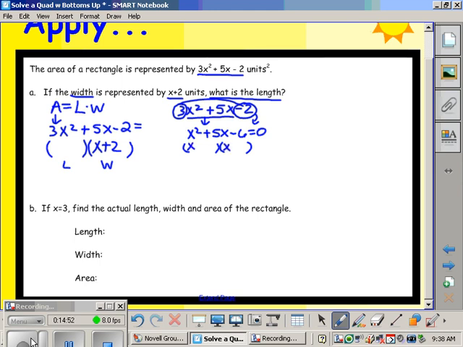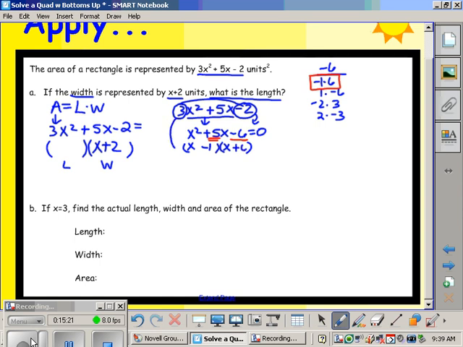So we need to figure out what factors of negative 6 have a sum of positive 5. So over to the side, we will list the factors of -6. We have -1 and 6, and 1 and -6. -2 and 3, and 2 and -3. And the only option that has a sum of +5 is the first one, -1 and +6.